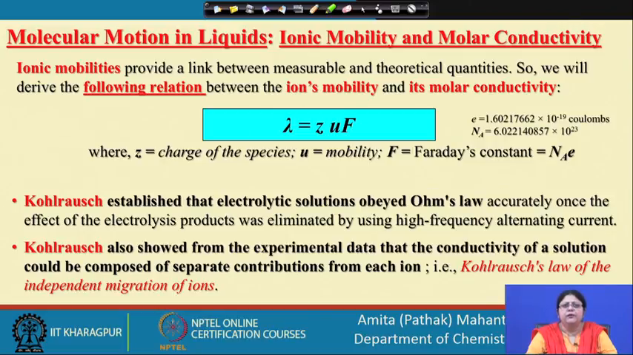And second, what Kohlrausch also showed through experimental data is that the conductivity of the solution is composed of the separate contributions from each of the ions, which we have already discussed as the Kohlrausch law of independent migration of ions. This is what we are going to eventually verify when we are done with the derivation of lambda equal to z u F. So, let us begin with the derivation for this one.